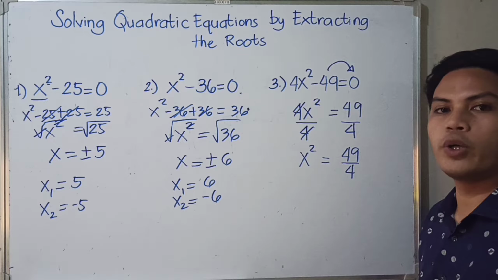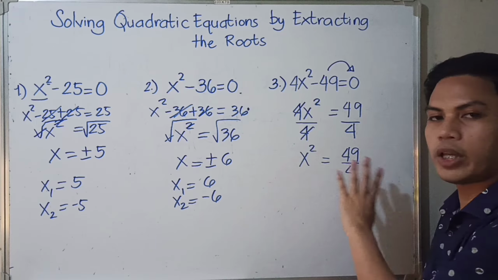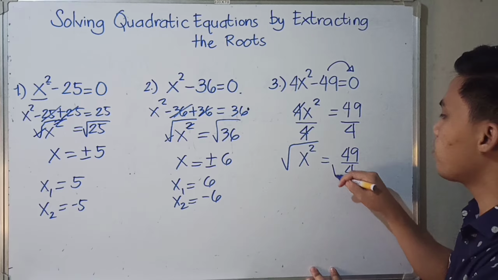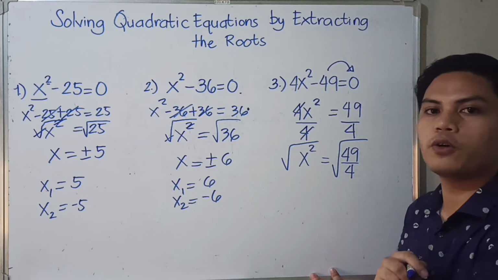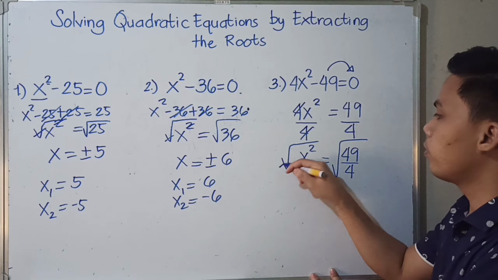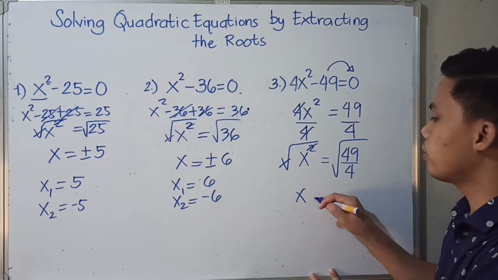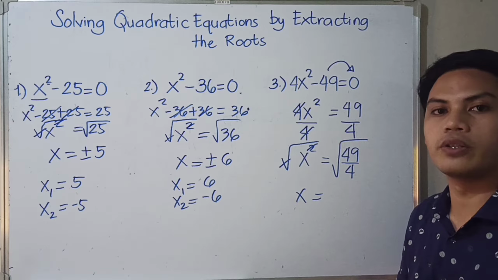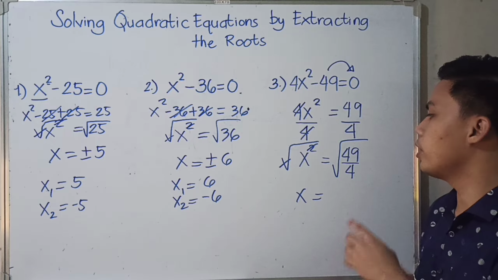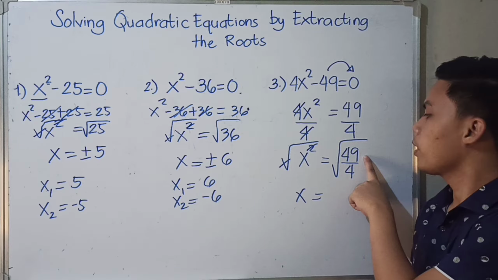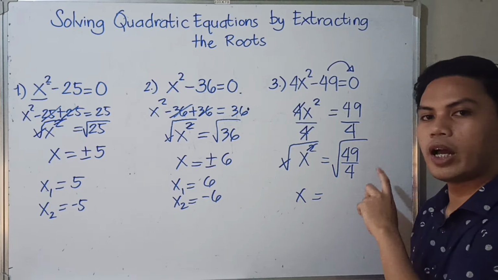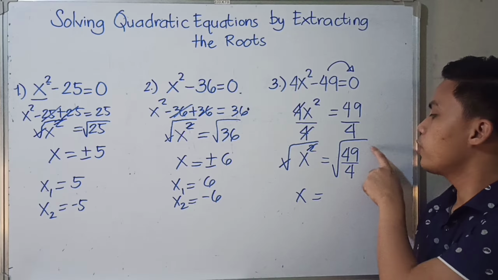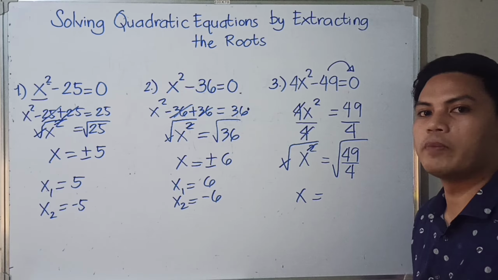Okay, last step. We're going to get the square root ng both side ng equation. So, square root ng x squared. At the same time, square root ng 49 over 4. So, cancelled out. X. Okay, how are we going to get the square root of a fraction? So, ang gagawin lang natin dito is kukunin yung square root ng numerator at the same time kukunin yung square root ng denominator. So, since they are perfect squares, so walang problema.